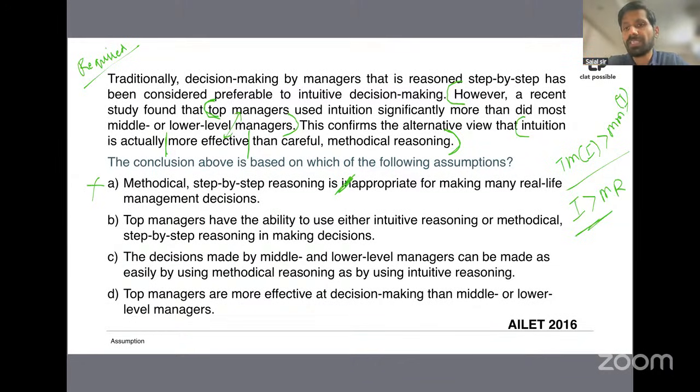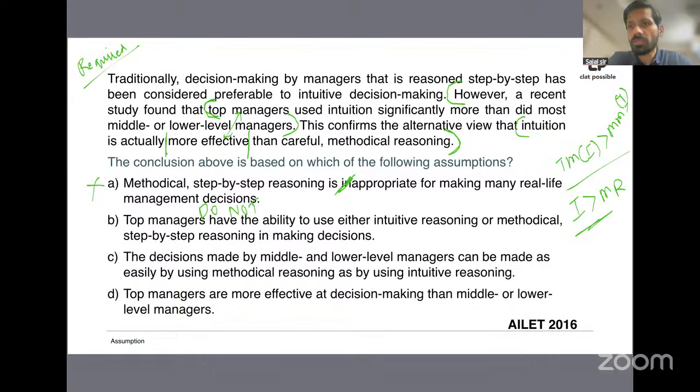B says top managers have the ability to use either intuitive or methodical step by step reasoning in making decisions. Now, many students fall for this option. This looks like an attractive one, that top managers have the ability to use either intuitive or methodical reasoning. Let's deny this, right? We say they do not have the ability, right? And all they can do is use only intuition. They don't know how to use methodical. Does it weaken the argument?